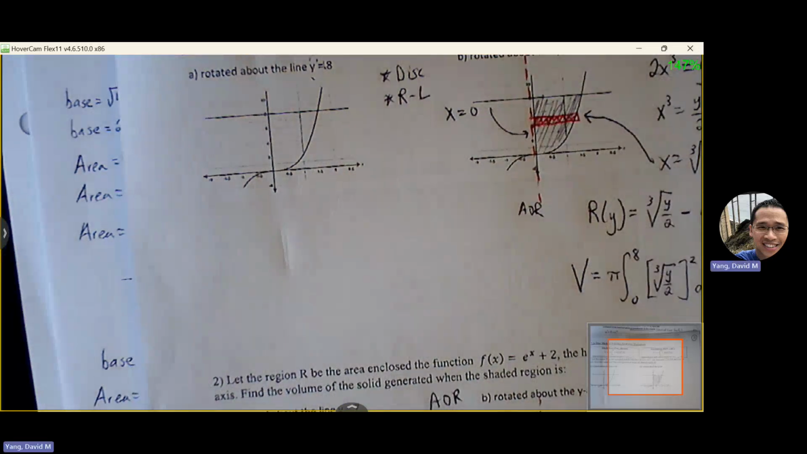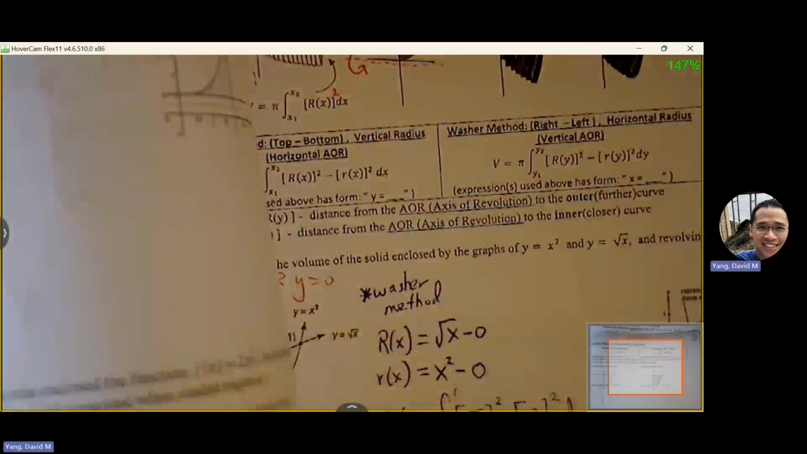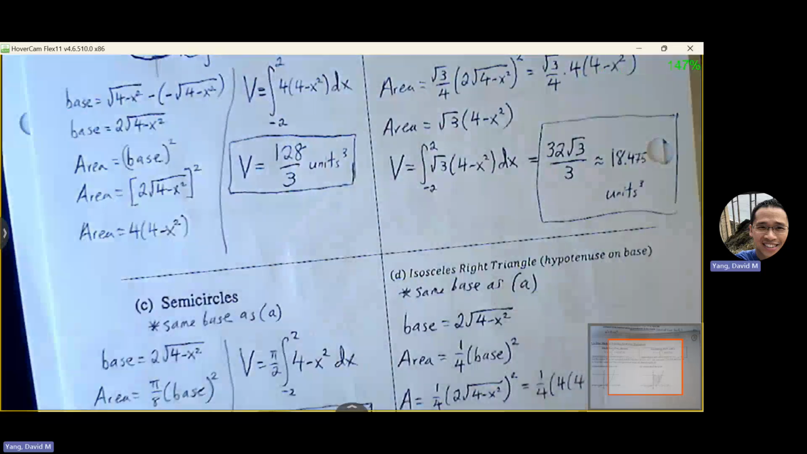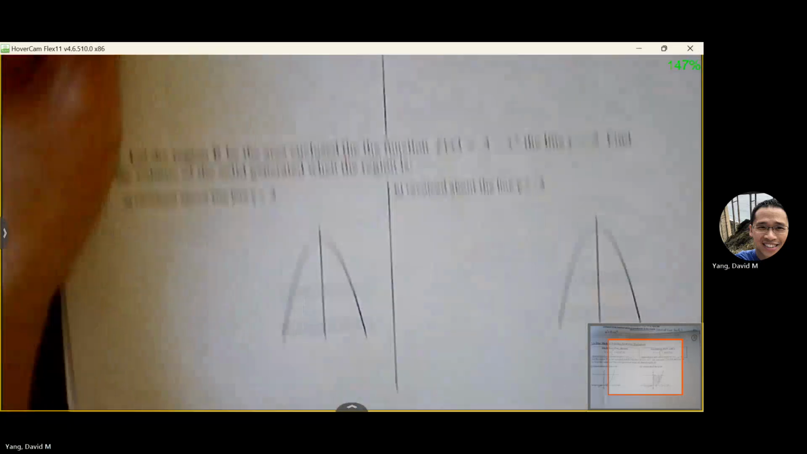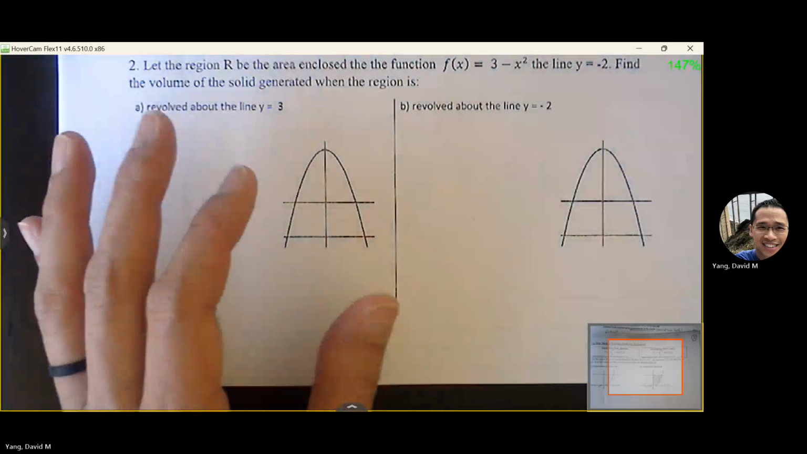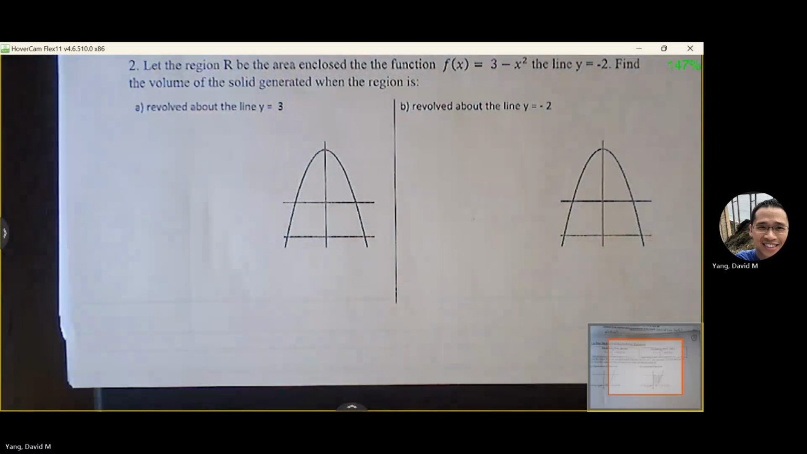Okay, let's shift over to page 15 and 16 and try some of those problems there. So page 15, go to number 2. Page 15, bottom of the page.